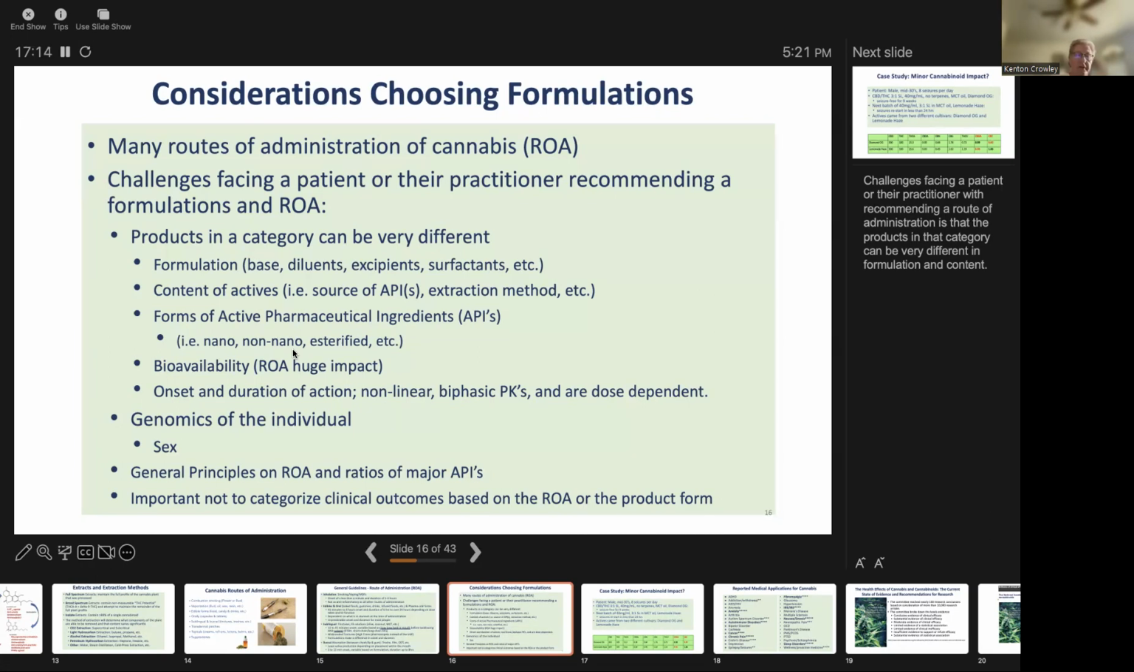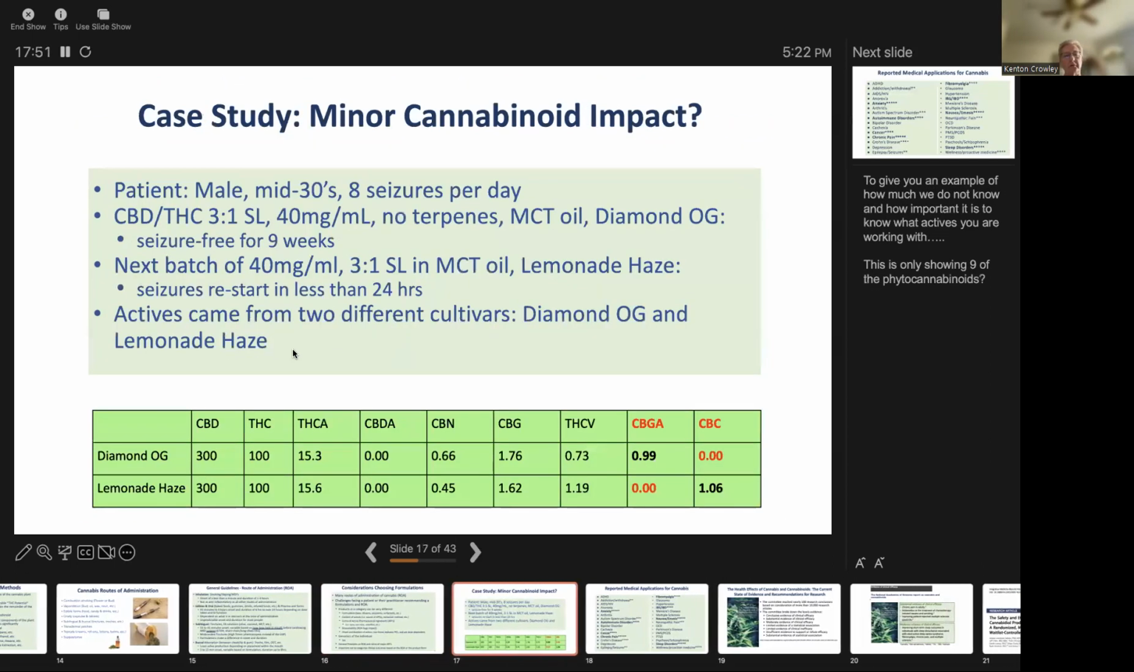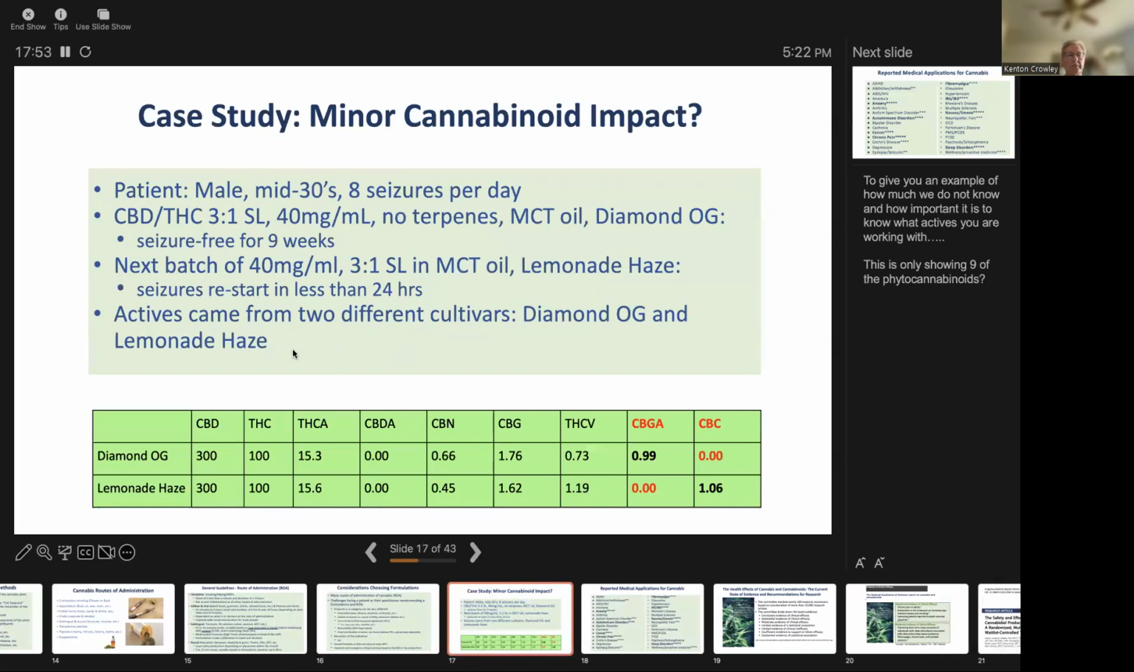The genomics of the individual have an impact. We talked a little bit about route of administration, and then what are the major APIs, the active pharmaceutical ingredients that are in that particular recipe, because multiple phytocannabinoids can have an influence on all of the phytocannabinoids in that mixture. It's important not to categorize clinical outcomes based on route of administration and that particular formulation.